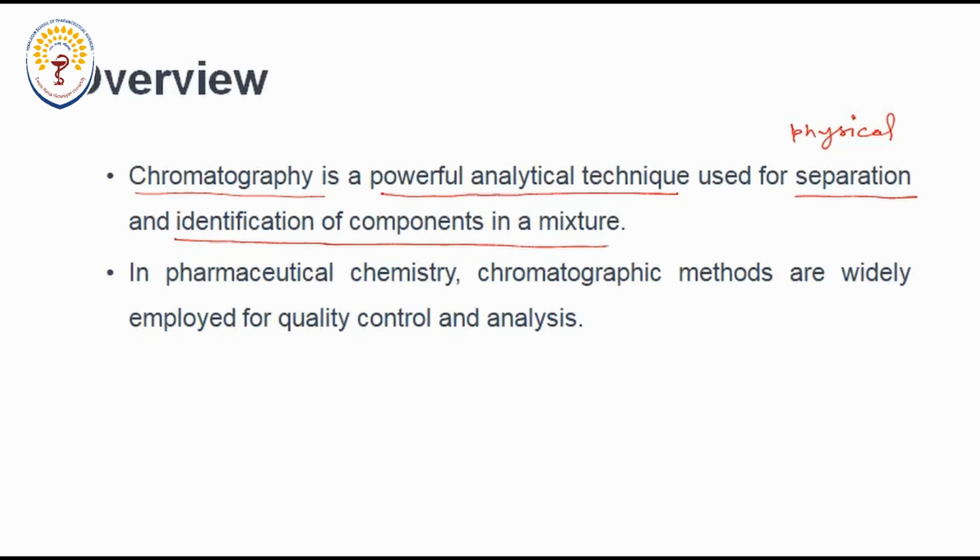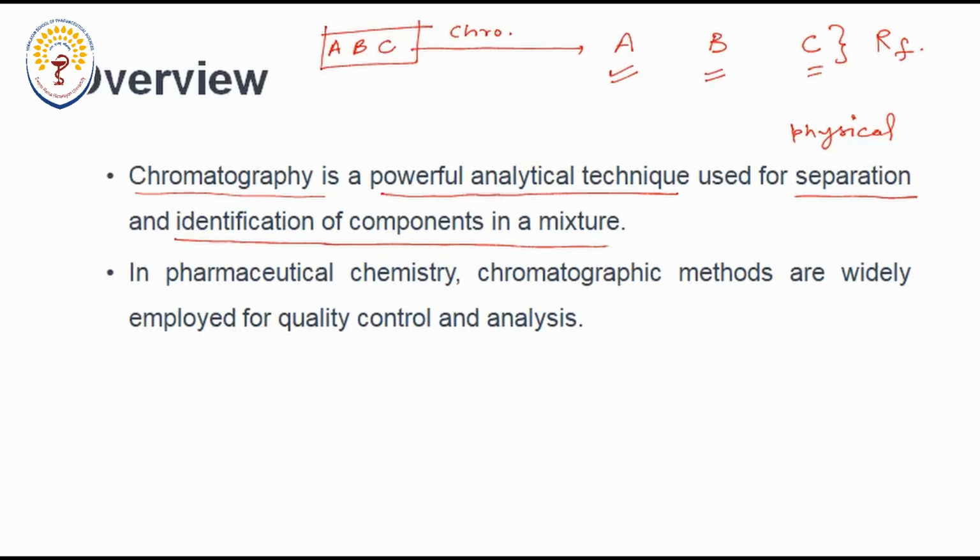What we do here is, in a sample, we have, say, compound A, compound B, and compound C. When we subject it to chromatography, then A, B, and C will become separated from each other, and A, B, and C can be identified by calculating their RF values. This is the general technique to separate and identify through chromatography.